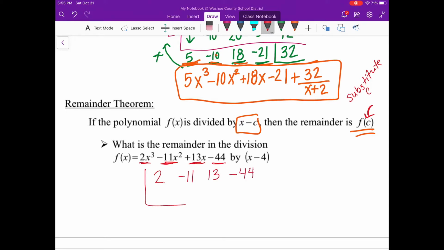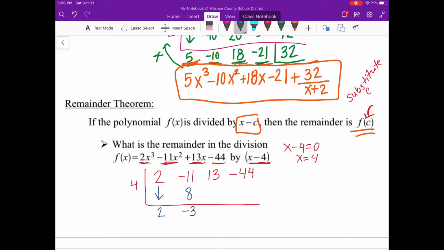And I'm going to divide by this factor. So again, when you are given a factor, you're going to set it equal to 0 and solve for x. So I have x being 4 here. And I'm going to follow my same process. Bring down the 2. 2 times 4 is 8. Add negative 11 plus 8 is negative 3.